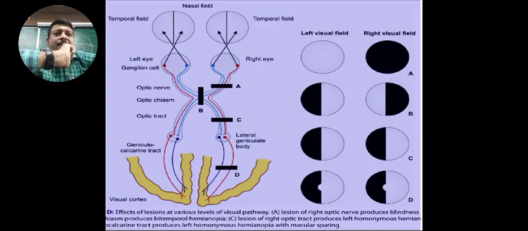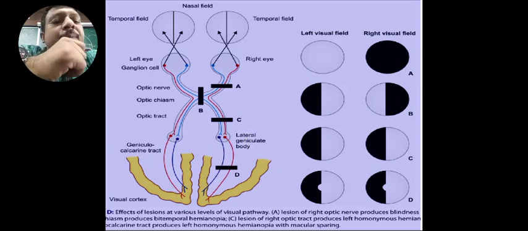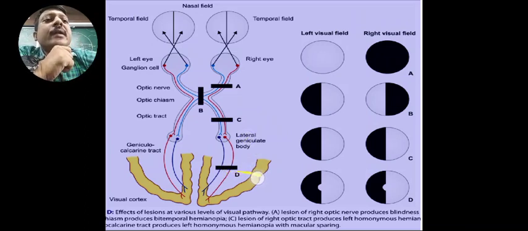Now, the lateral geniculate body of the thalamus, then the optic radiation of the geniculocalcarine fibers. Here is point D. Injury at point D, that means injury of the optic radiation at the right side, causes left homonymous hemianopia with macula sparing. That means this central area is spared. The visual field defect is there.